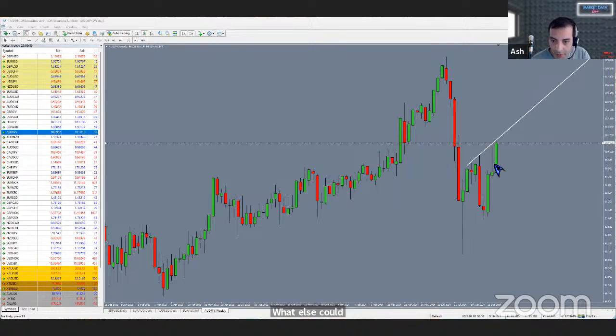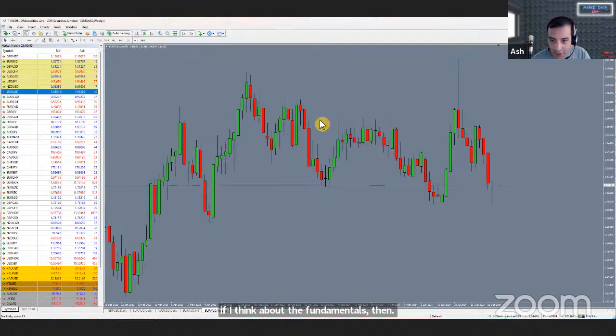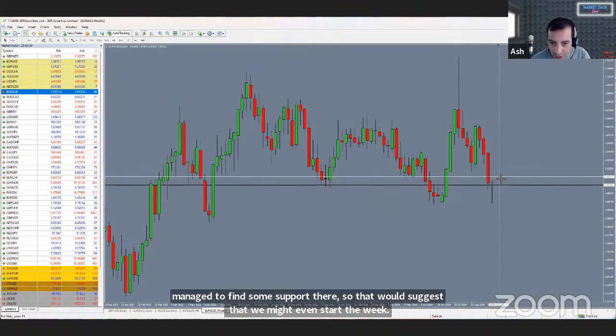Well, if I think about the fundamentals, then the euro is an option. But again, look at that weekly bar. That's managed to find some support there. So that would suggest that we might even start the week pushing a little bit more to the upside.